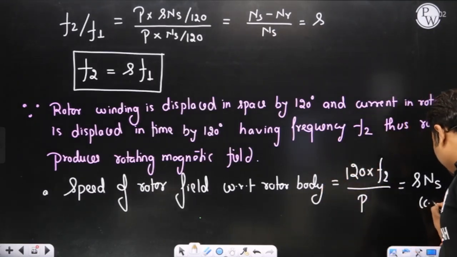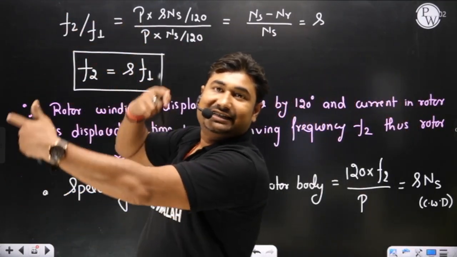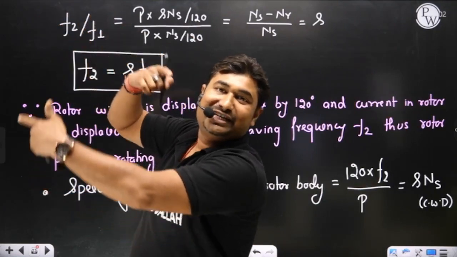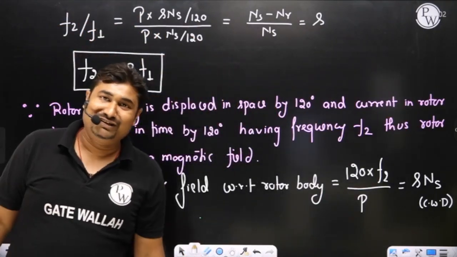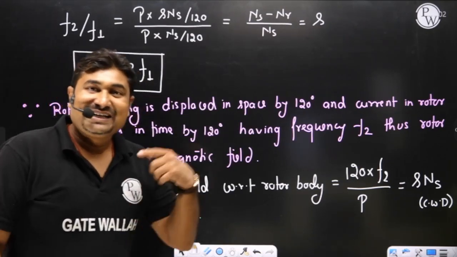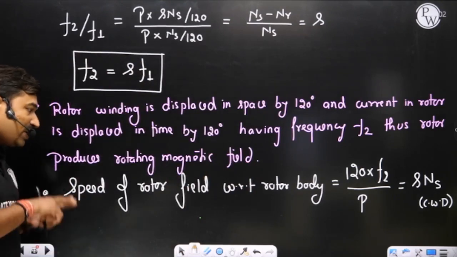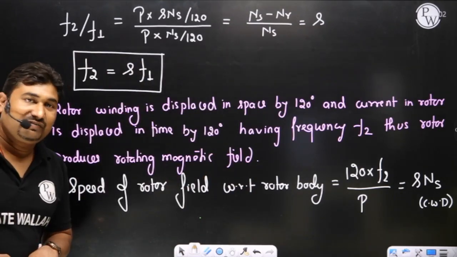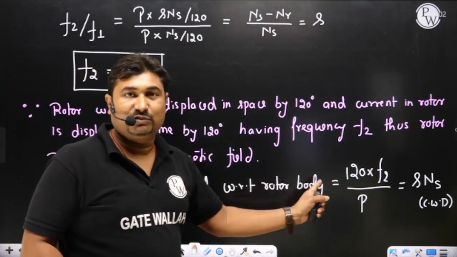Clockwise only, sir. Because if the stator field is moving in a clockwise direction, it intersects same A phase, B phase, C phase, and the induced EMF in the rotor is also A phase, B phase, C phase, and also creates a clockwise rotating magnetic field. Is it okay? Yes, sir. So, rotor produces a rotating magnetic field with respect to rotor body. Rotor body, or you can say rotor winding. Body and winding both are same.